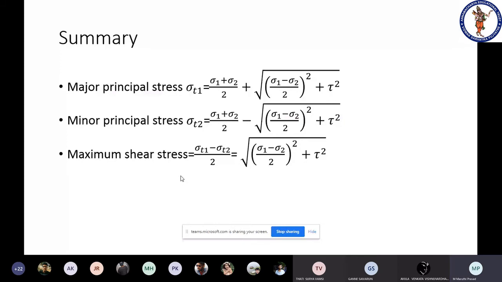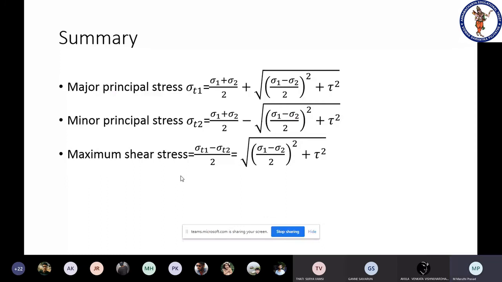You might have solved problems by using Mohr's circle in your mechanics of solids. That is the graphical method, and this is the analytical method. In all situations, we may not go for the graphical method. That's why you try to remember these formulae corresponding to the analytical method. Is it clear now?